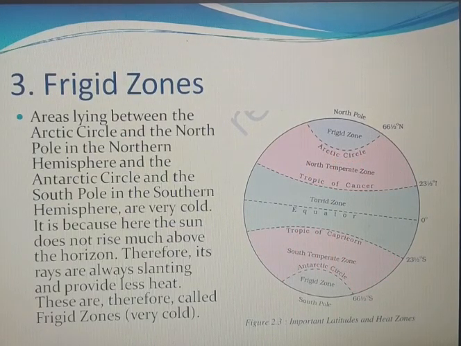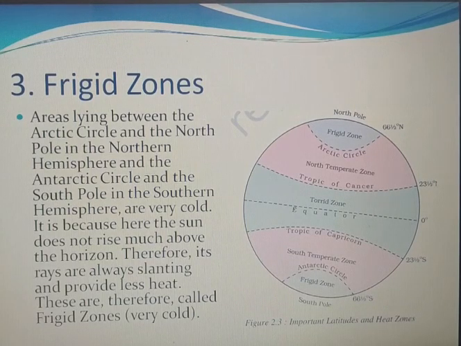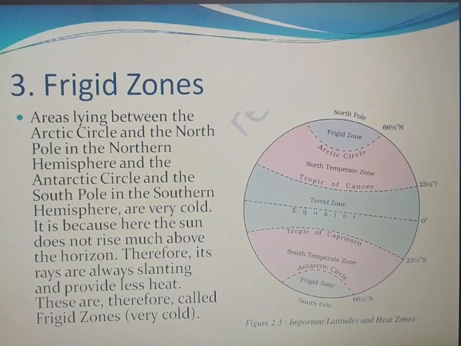Next is the freezing zone. The areas lying between the Arctic Circle and the North Pole in the northern hemisphere, and the Antarctic Circle and the South Pole in the southern hemisphere, are very cold. It is because here the sun does not rise much above the horizon. Therefore, its rays are always slanting and provide less heat. These are therefore called the freezing zone. Very cold, these two areas.